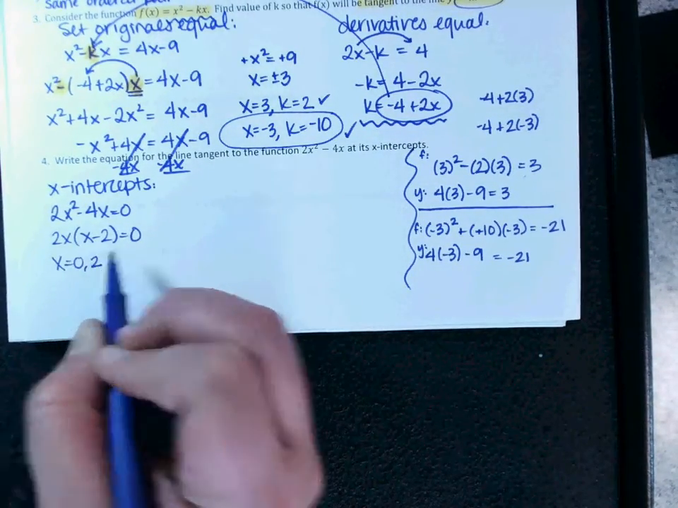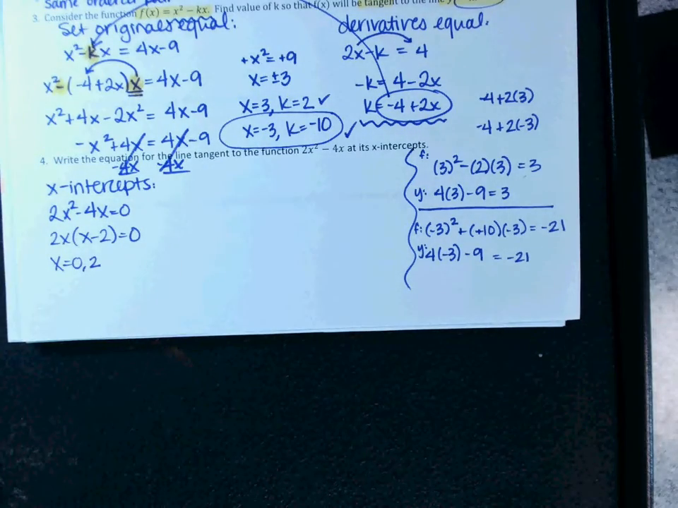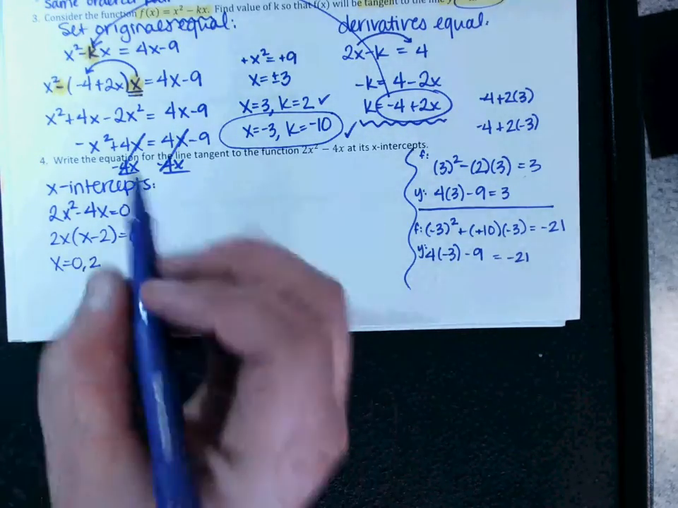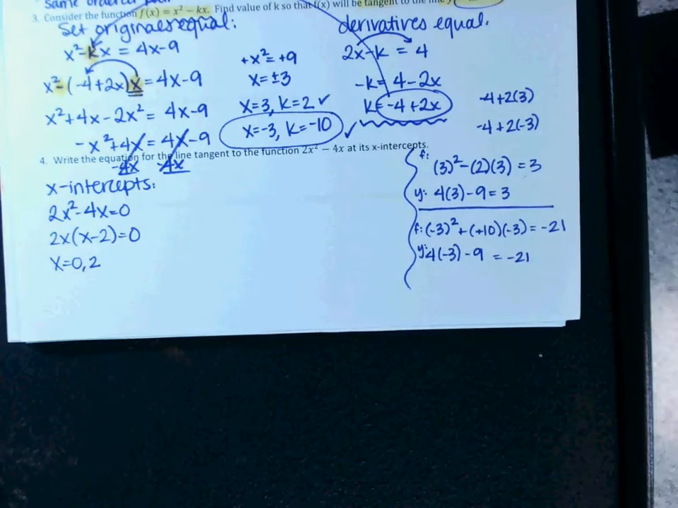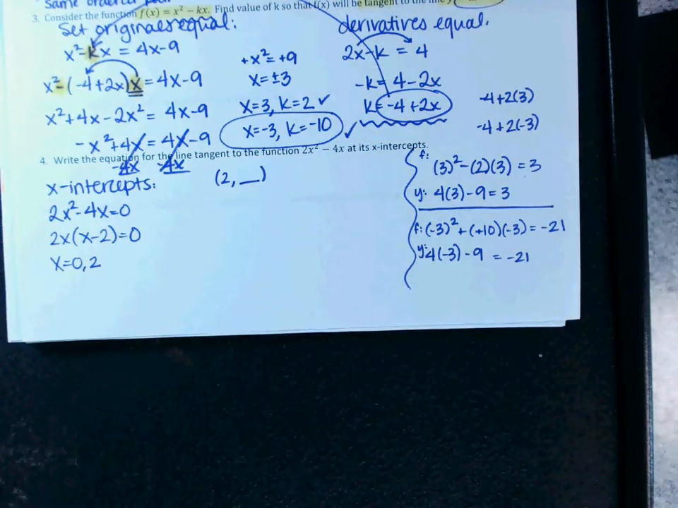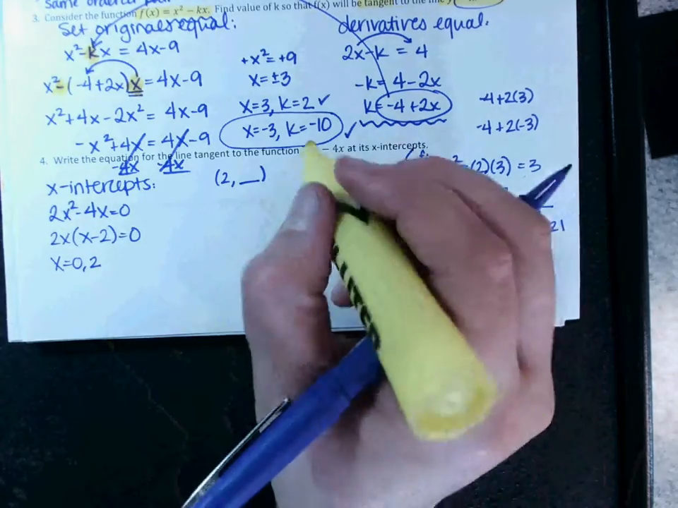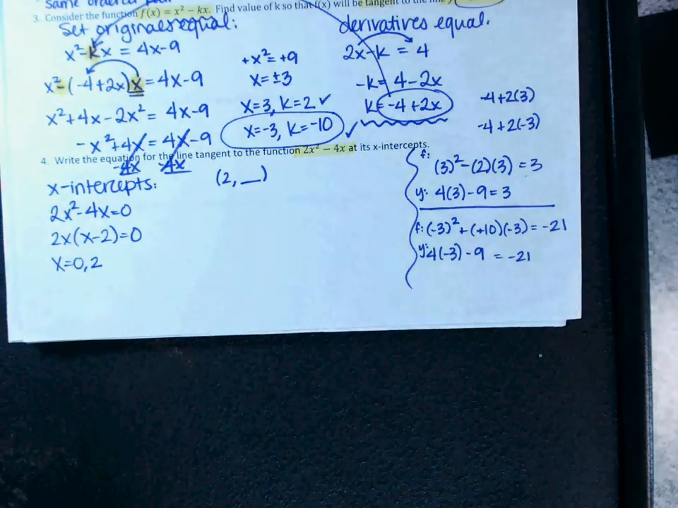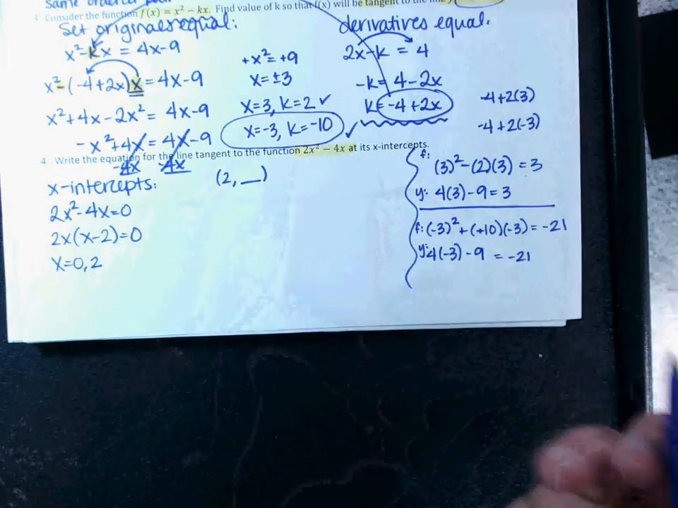0 and 2. Now, keep in mind that if I have two x-intercepts, I need to write two equations for two different tangent lines. So I'm just going to pick the more interesting one. Say we're picking x equals 2. What else do I need? A point and a slope. Where do you get the point from? Plug into the original. Now, usually on the AP test they would have labeled this.